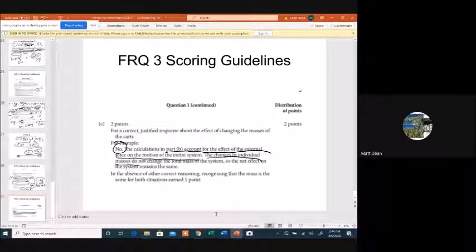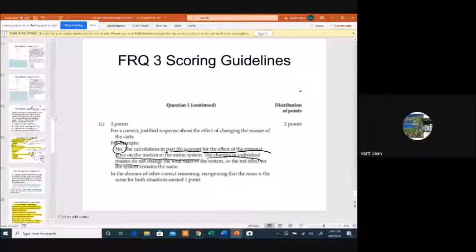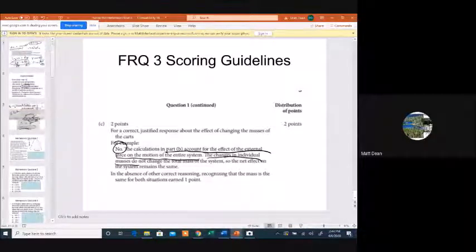So that's it for FRQ3, and I think that's it for our momentum FRQ session for today.